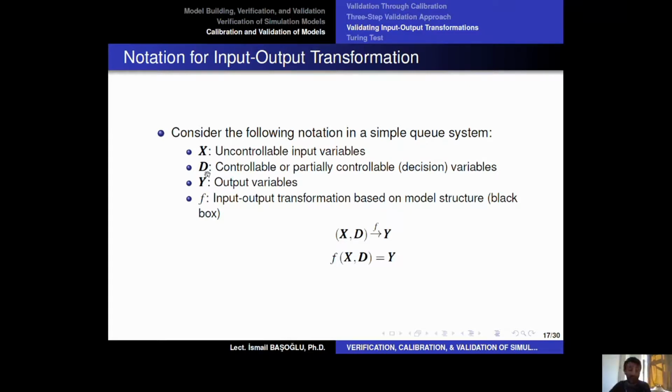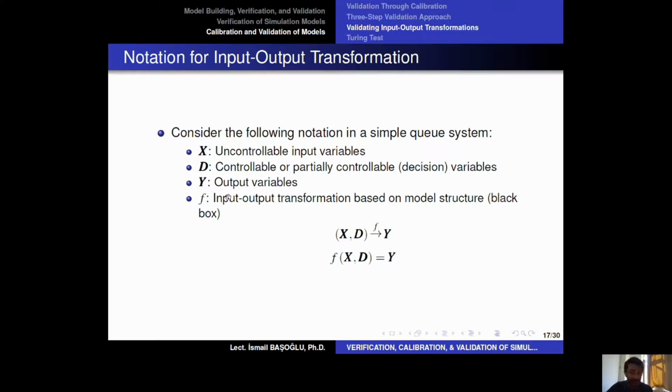And D is another vector, but it is actually controllable or partially controllable decision variables. So in every system, there are some input variables that you do not have any control over. For example, the inter-arrival times of the customers. But there are some variables which you have complete or partial control over. So these are the decision variables, and we denote them by D. So X are uncontrollable input variables, D are controllable input variables, and Y is the output variables.